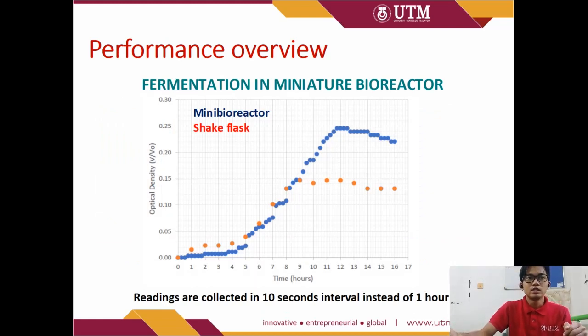Okay, the figure here is the comparison between minibioreactor and shake flask platform performance in fermentation. The blue dots represent the minibioreactor and the yellow dots represent the shake flask. We can see here the interval for every sampling for the minibioreactor is around 10 seconds. On the other hand, shake flask platform sampling is around 1 hour. So incorporating the shorter time interval and the mixing performance, we can see the yield for minibioreactor is higher than the shake flask.